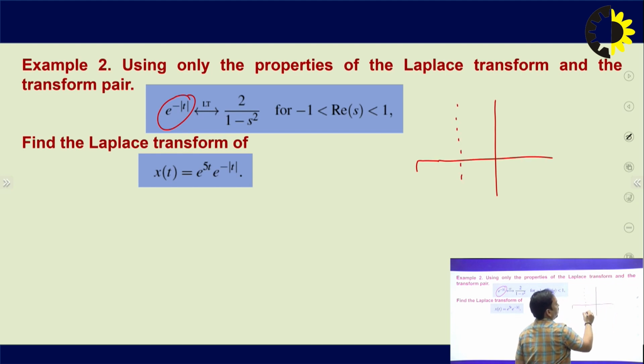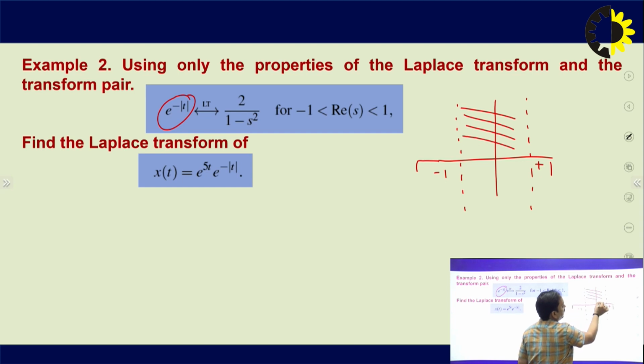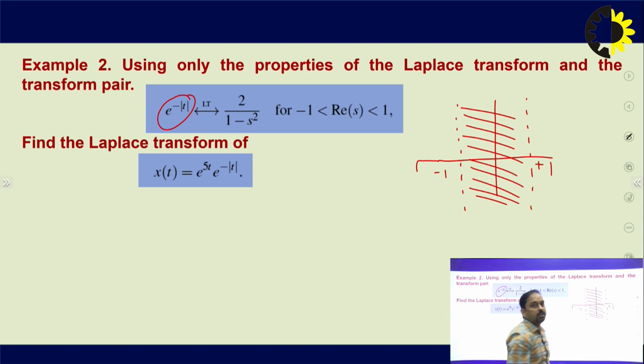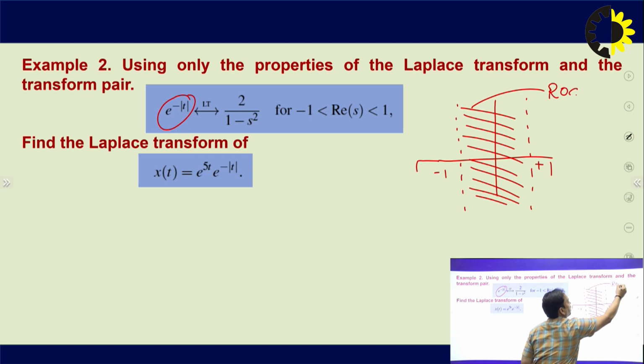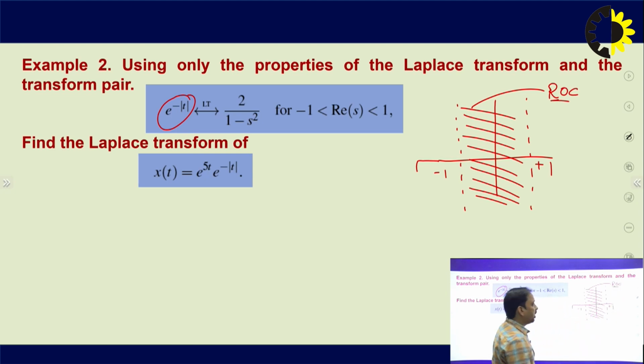We have this minus 1 over here and we have this plus 1 over here. And the ROC is a region which is lying between these two poles but does not contain any pole. So this is the ROC. So it is clearly mentioned here. And also we must be aware that since it is a both-sided signal, the ROC is between two poles.